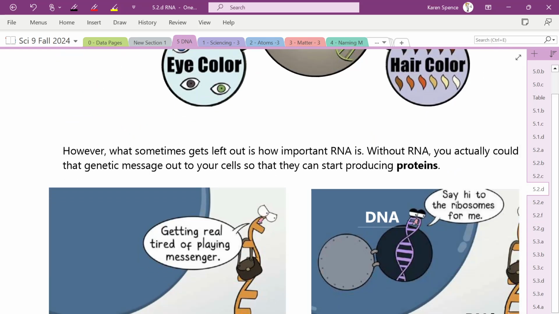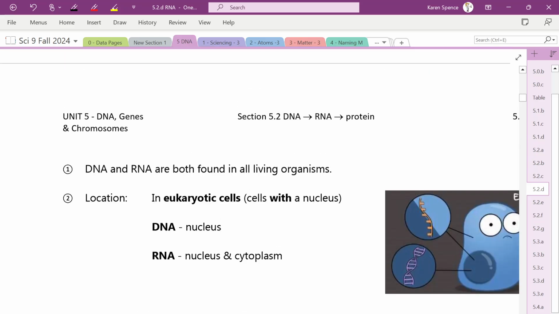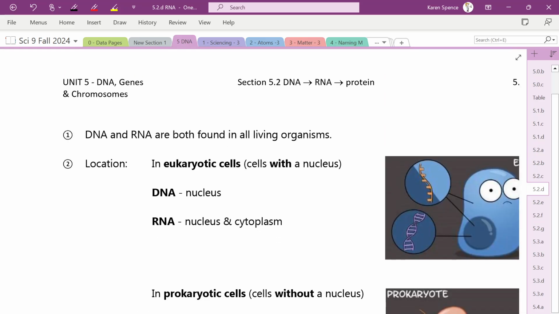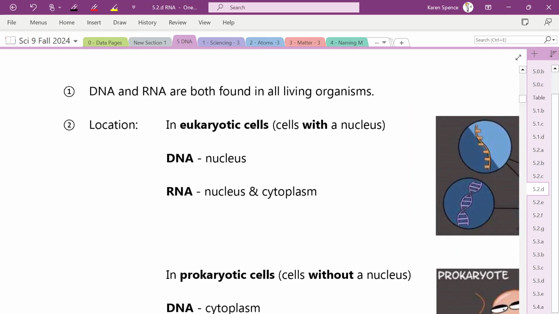Okay. Lots of stuff here. You are responsible for knowing the location of DNA and RNA. You should be able to compare and contrast DNA and RNA.